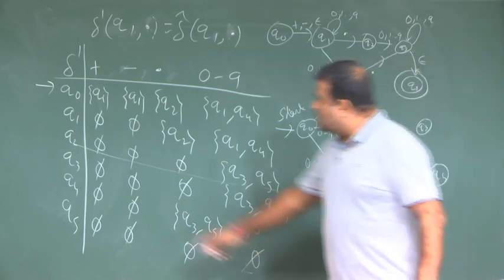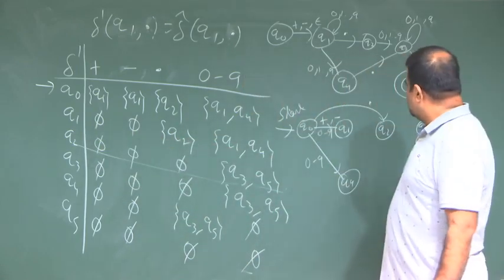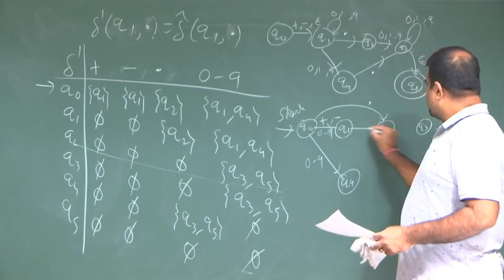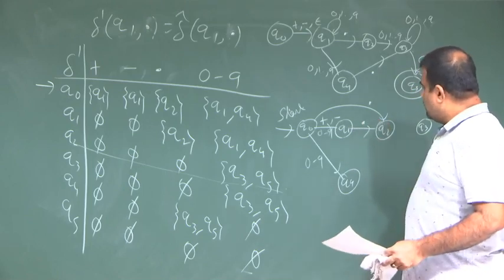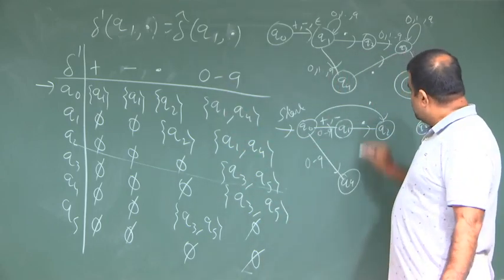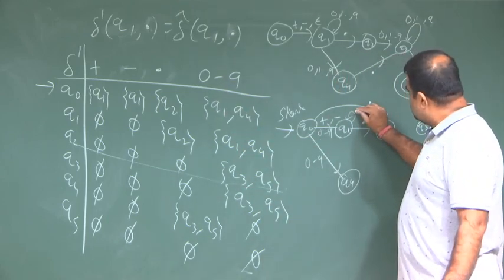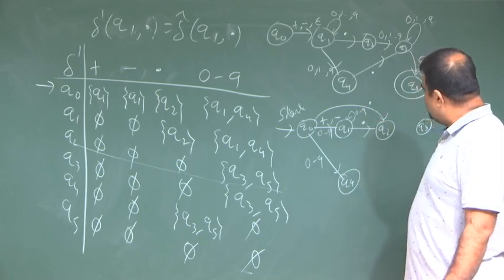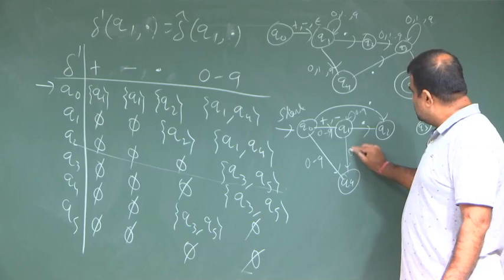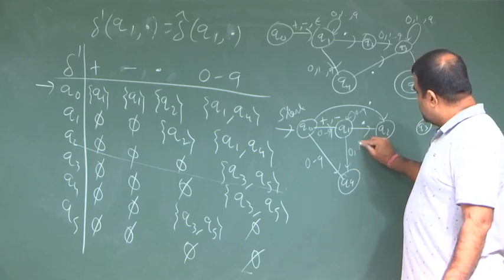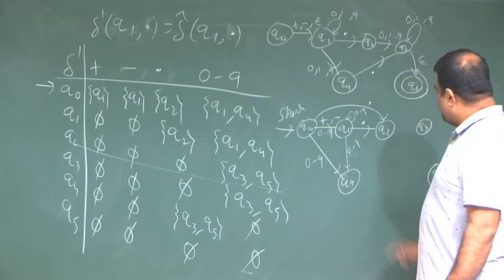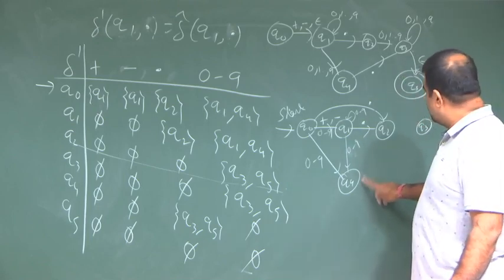And from Q1 with the dot we can go to Q2, and from Q1 with this digit we can go to Q1. So this is a self loop with 0 to 9, any digit, and we can go to Q4 with 0 to 9, I mean any digit from 0 to 9.